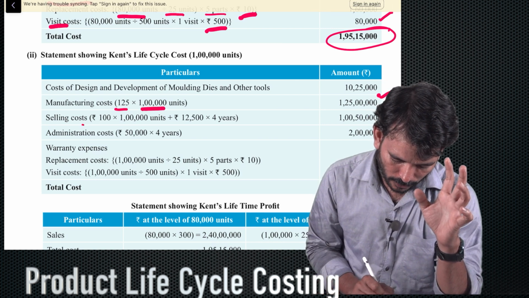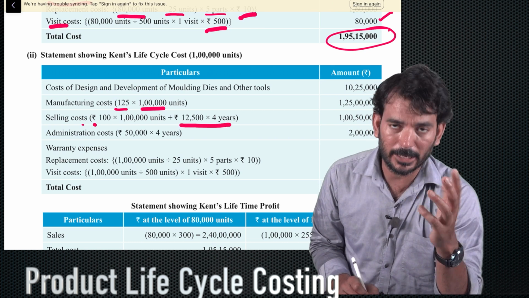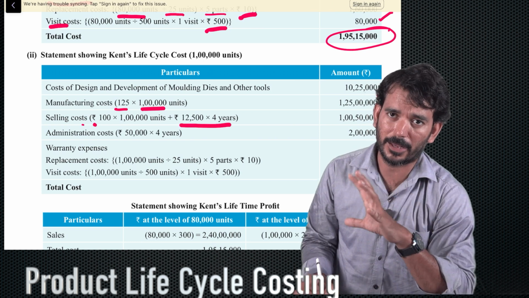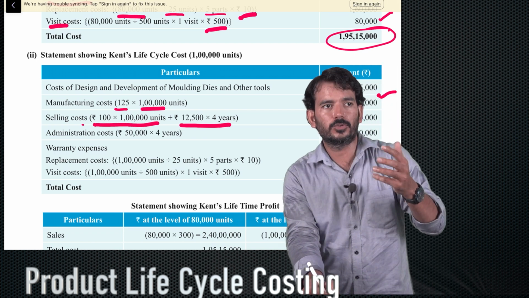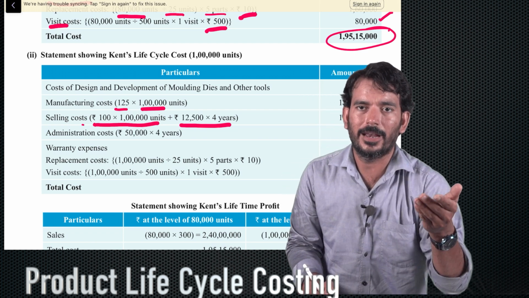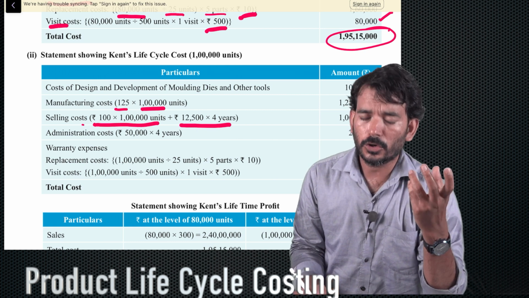Okay, coming to the selling cost, period cost, again it's going to be 4 years only. 12,500 multiplied by 4. So that is the selling cost for 4 years. And then you are having 100 per unit. So again you are manufacturing 1 lakh units. So 100 multiplied by 1 lakh will give you the total selling cost.